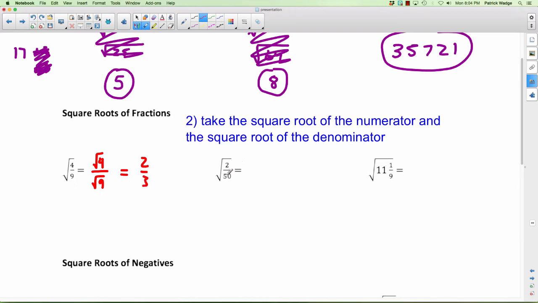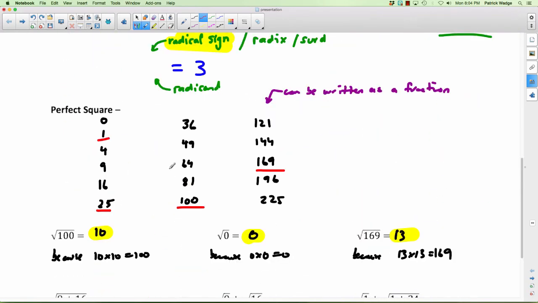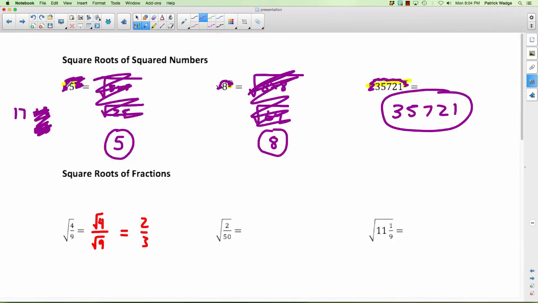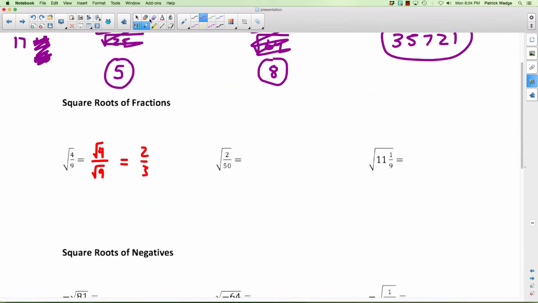Now, this one doesn't look very promising. Square root of 2, a number that multiplies by itself to get 2, and 50, a number that multiplies by itself to get 50. Let's go back and look at our list, and I think you'll see with our perfect squares, there is no 2 on the list, and there's no 50 on the list. So does this mean this question is not possible? That does not mean that.